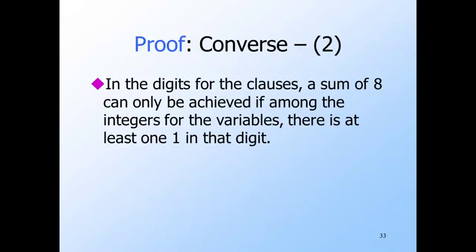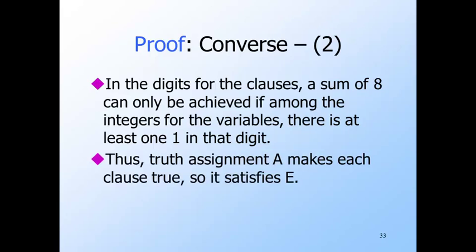Now, look at the position for one of the clauses. We discussed earlier that with only 5, 6, and 7 available for a given position, we have to pick exactly one of them if we are to reach 8 in that position. But we can only reach 8 if the selected integers for the variables have among them something between 1 and 3 ones in that position.